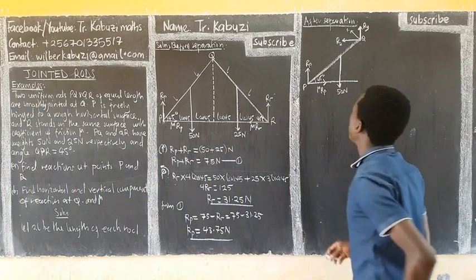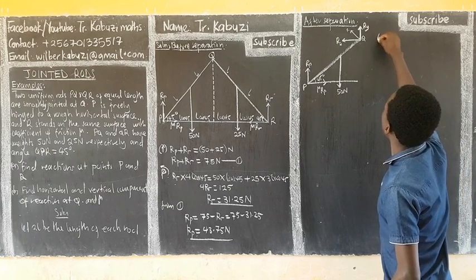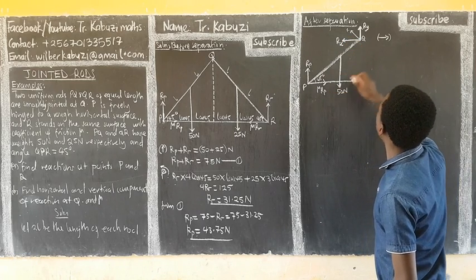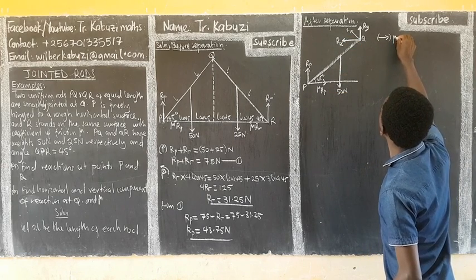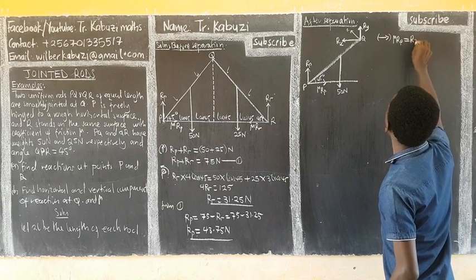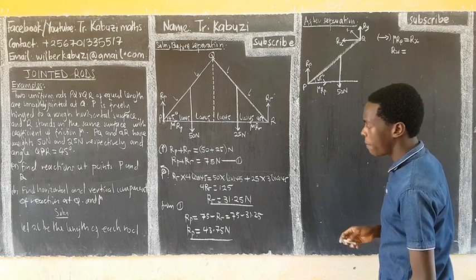So we said after doing that, what happens? We resolve horizontally. Resolving horizontally, we start horizontally. I have mu RP equaling to Rx. So my Rx is equaling to my RP.